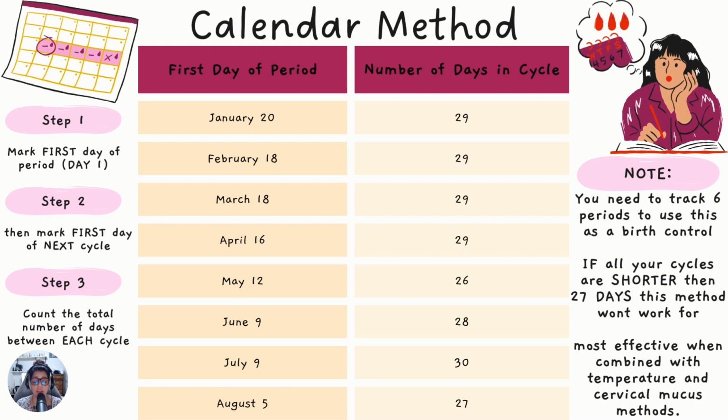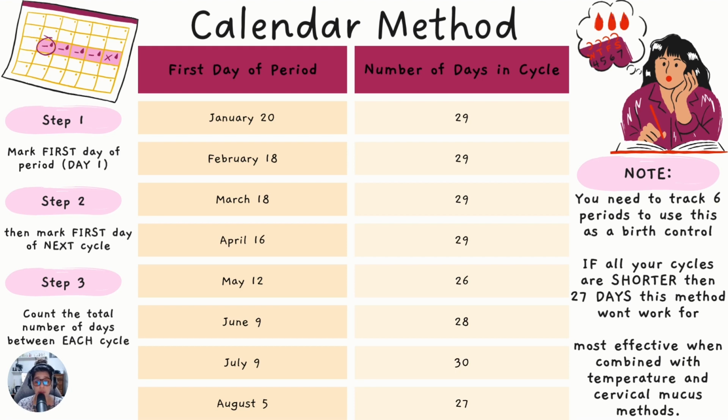So this is a good example of a couple of months, just showing you if you started on January 20th and then your next period was February 18th, you have 29 days in between those 2 months. And then you have the rest of the months showing here, from March 18th to April 16th is 29 days, and so on and so forth.